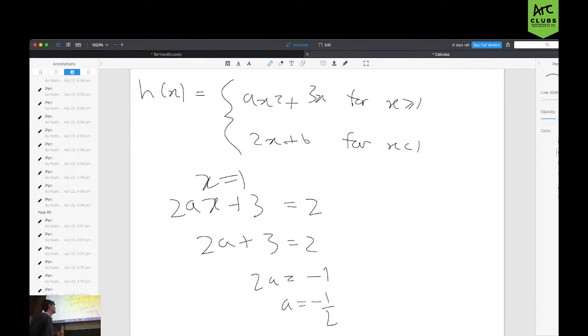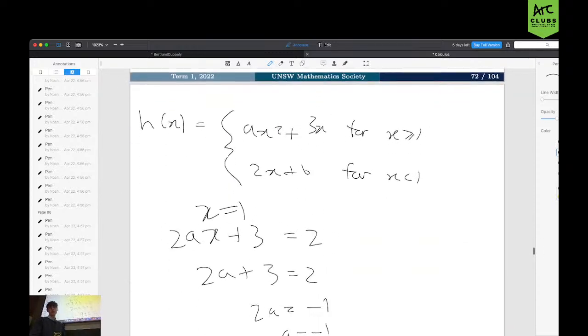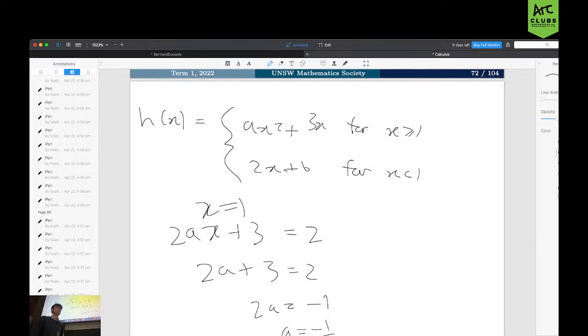However, we still haven't actually found b, right? We've only found a. So what information can we use to help us find b? Does anyone know? Yeah? Exactly, the function needs to be continuous at the point as well. So at x equals 1, the function is continuous. So that means, in other words, the left and right hand limits of h of x, as we approach from the left and from the right, need to be equal to whatever the value of the function is at that point, just using the definition of continuity that we went through earlier.